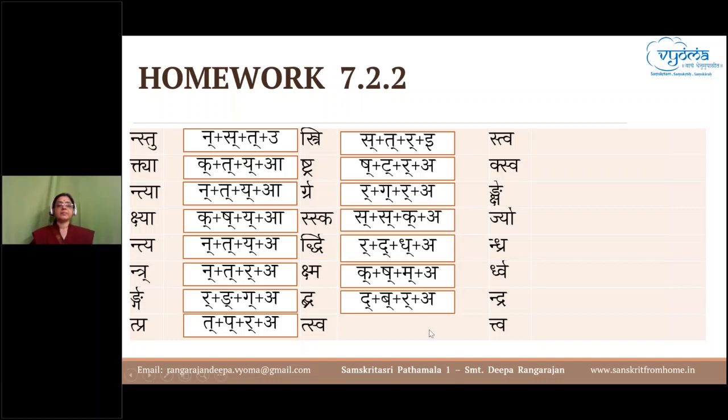And tsva. Takara, sakara, vakara, akara. Very good. Dhanyawad. Namaste. Namaste. Ram Ram. Next.